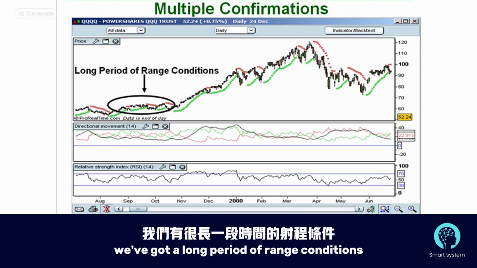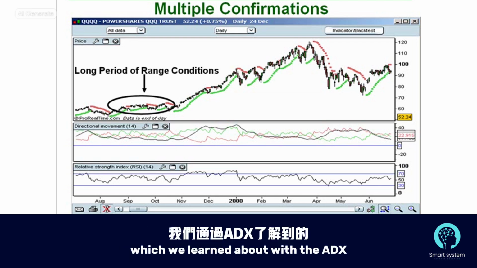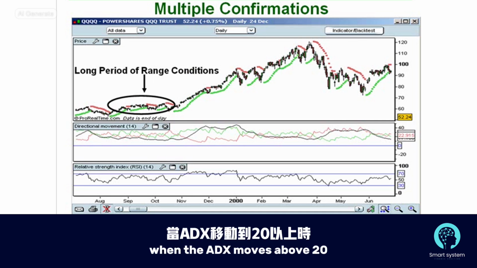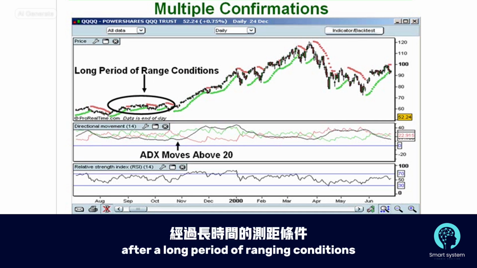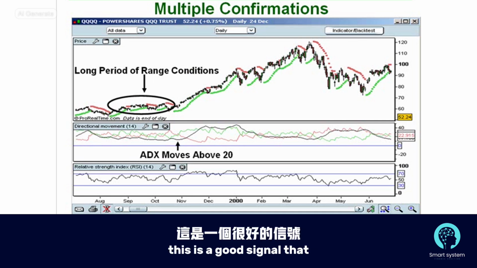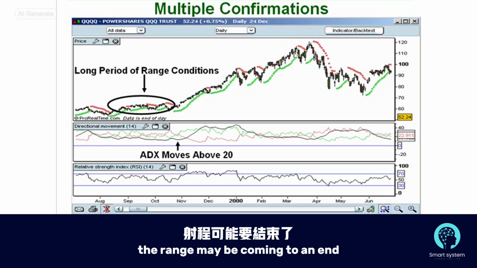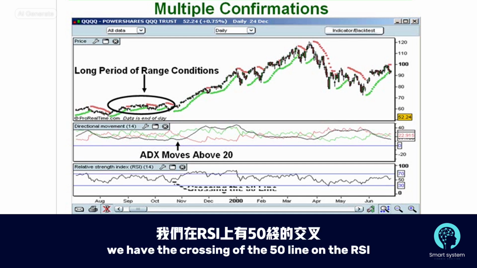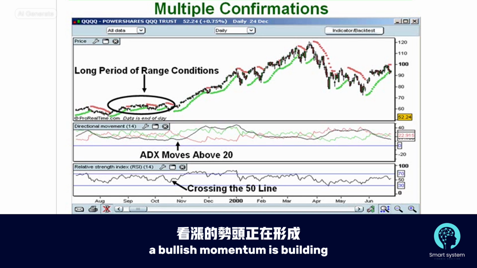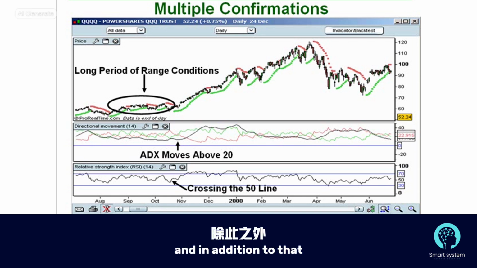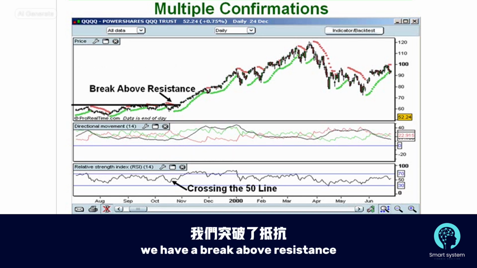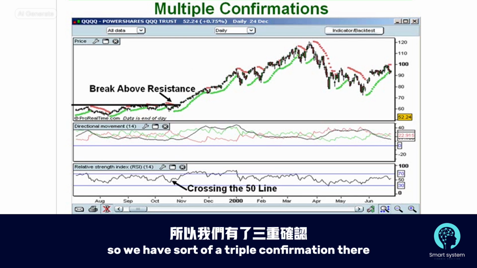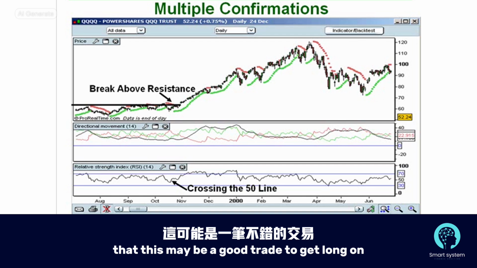We've got a long period of range conditions, which we learned about with the ADX. When the ADX moves above 20 after a long period of ranging conditions, this is a good signal that the range may be coming to an end, and a new trend may be forming. In addition to that, we have the crossing of the 50 line on the RSI, which is another indication that bullish momentum is building. And in addition to that, we have a break above resistance, all occurring at the same time here. So we have sort of a triple confirmation that this may be a good trade to get long on.